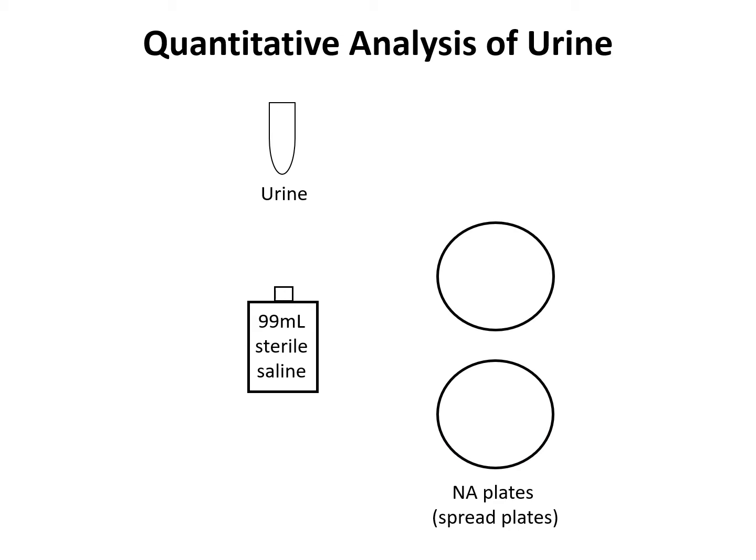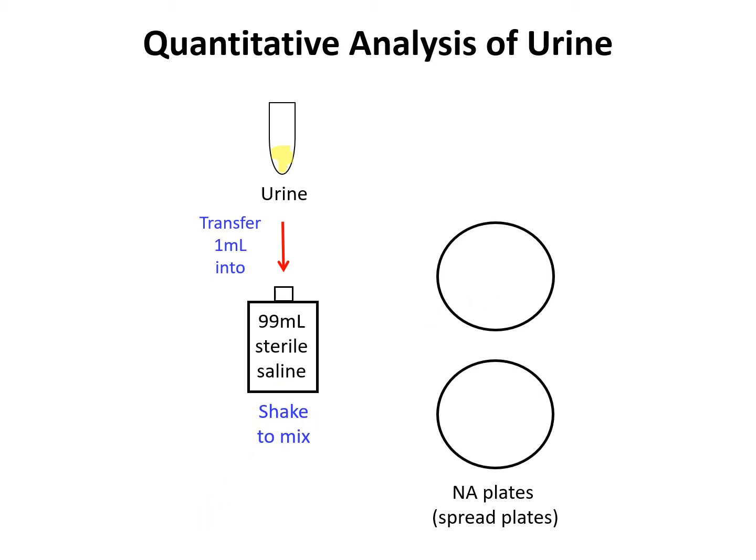Let me show you guys how to do quantitative analysis of the urine. So let's say you just collected a urine sample from your patient. This urine sample, we must dilute first before we streak that urine on some nutrient agar plates that we have. So let's say you take 1 mL of that urine sample, and you add it to 99 mL of sterile saline. Of course, after you add it, you have to shake it and mix it before you start plating it.